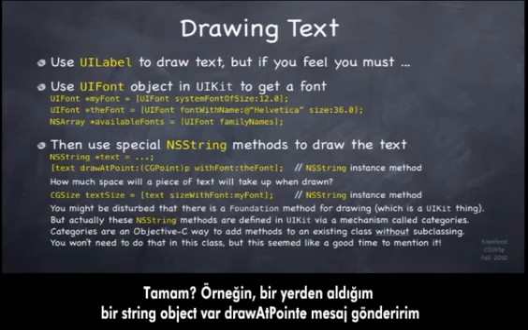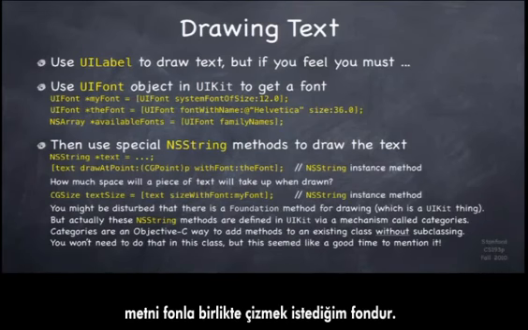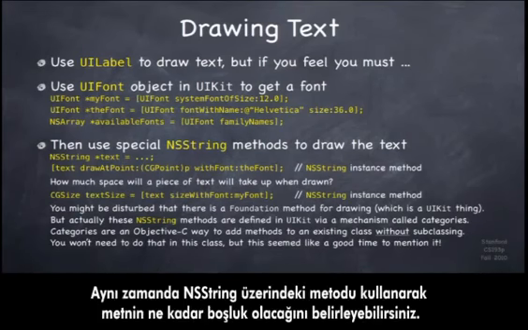All right, so for example, here I have the string object text, which I got from somewhere. And I send it the message draw at point, which is going to be, by the way, the upper left corner of this block of text, with font, the font I want to draw with. You can also find out how much space that text is going to use before you draw it by using this text size with font method on NSString.